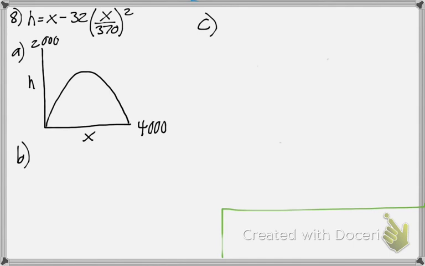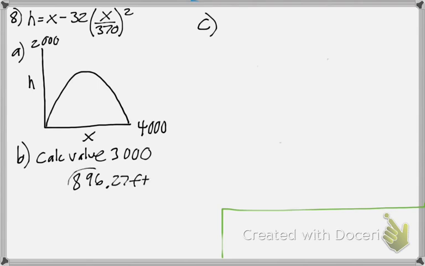For part B, it says find the height of the cannonball 3,000 feet downrange. So I just need to plug in the value of 3,000 to get the Y value or the H value, which is the height. So if we just do calc value 3,000, then we should get 896.27 feet.